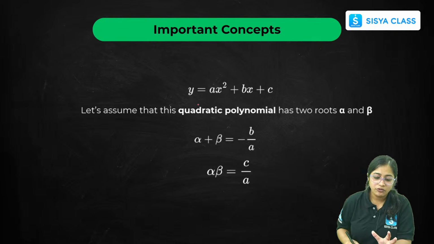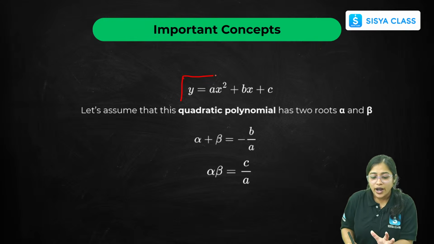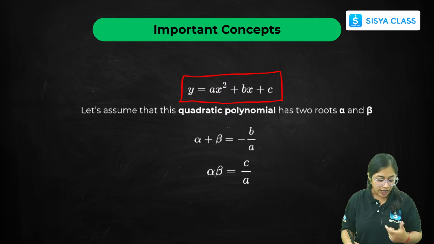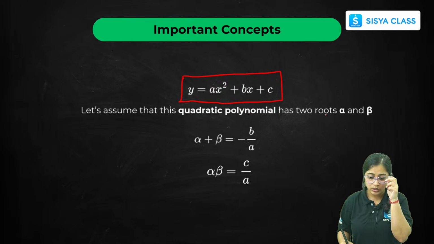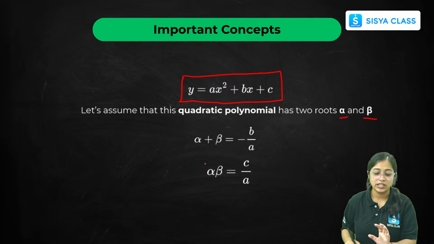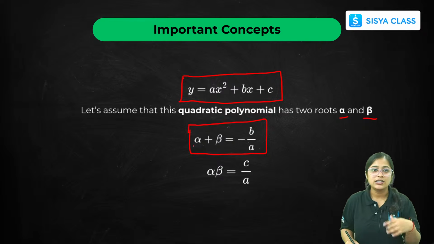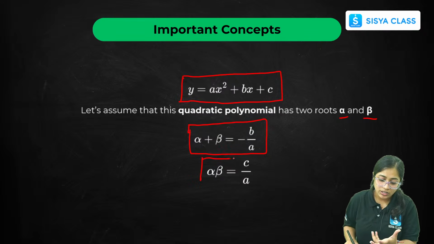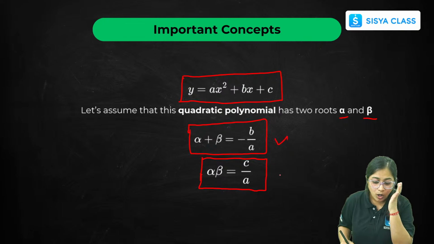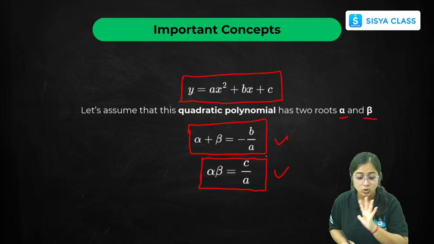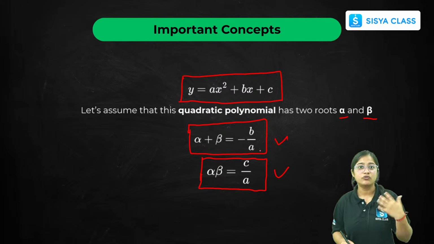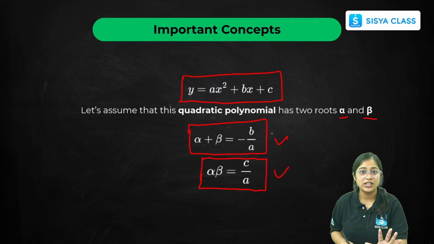So let's suppose you have this quadratic equation, y equal to ax square plus bx plus c, okay. And we have assumed that the roots of this quadratic equation are alpha and beta, okay. They are the roots of this quadratic equation. Then the sum of roots is always equal to minus b upon a, and the product of roots is always equal to c upon a, okay. So this is very important because in board exams there are so many questions asked from this formula. So this formula is very important.